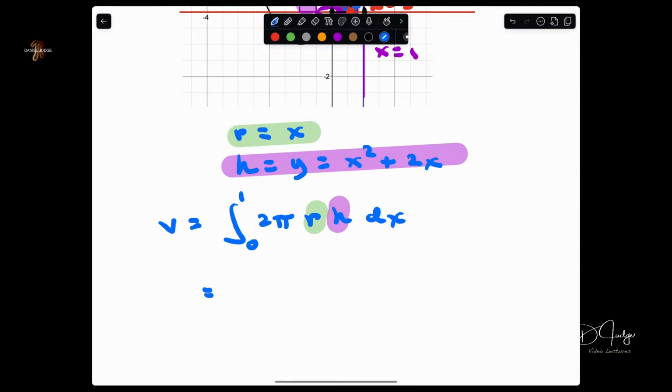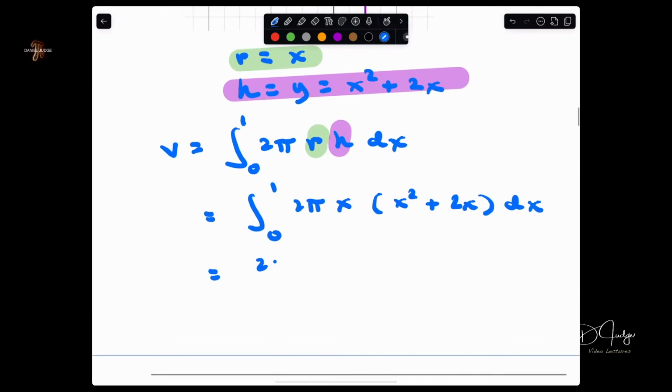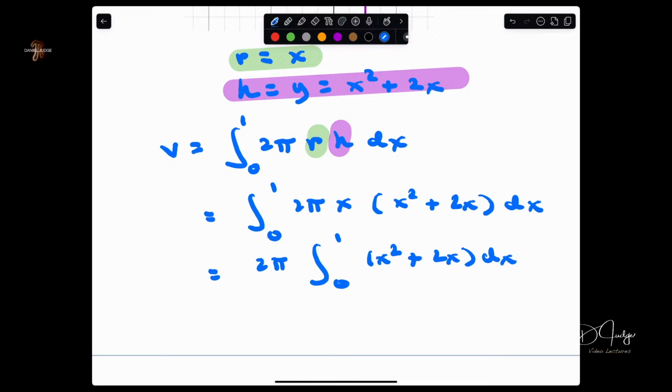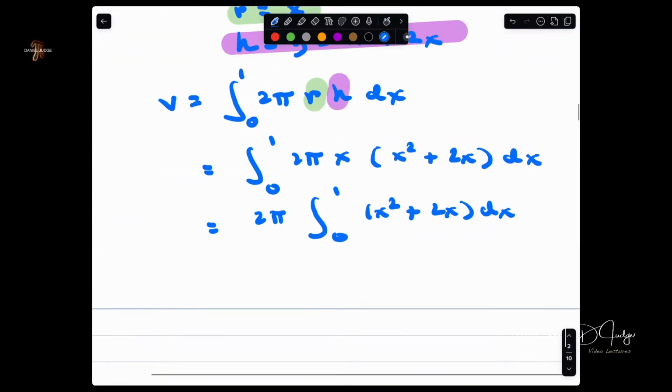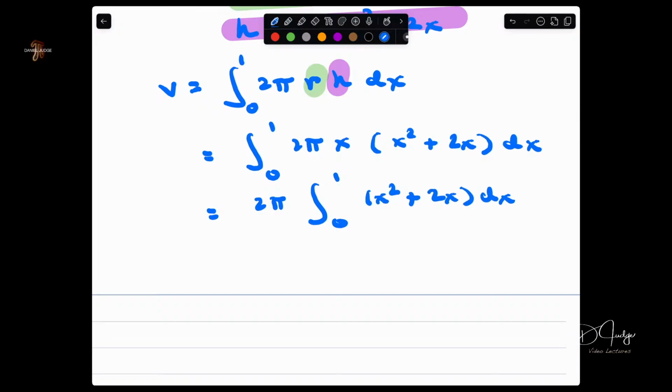So you end up with 2 pi x times x squared plus 2x dx. Okay, you're going to pull out your constant 2 pi. You get x times x squared plus 2x dx, and this is what we're going to integrate. Oops, we forgot an x. I apologize here. Don't forget there's an x there. So we can't integrate yet, but we're going to.